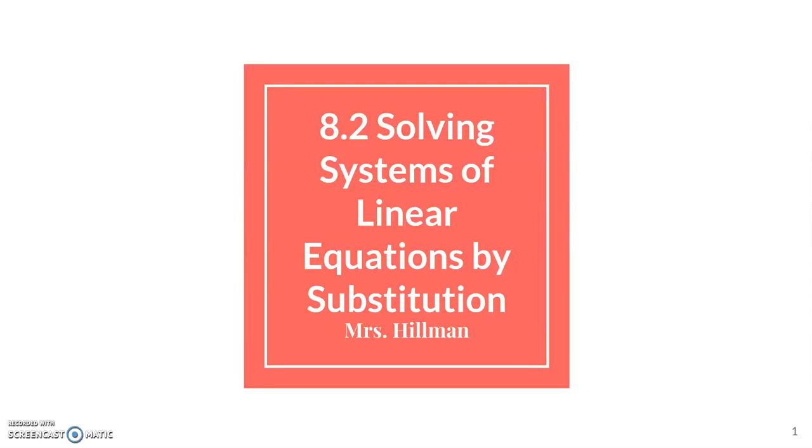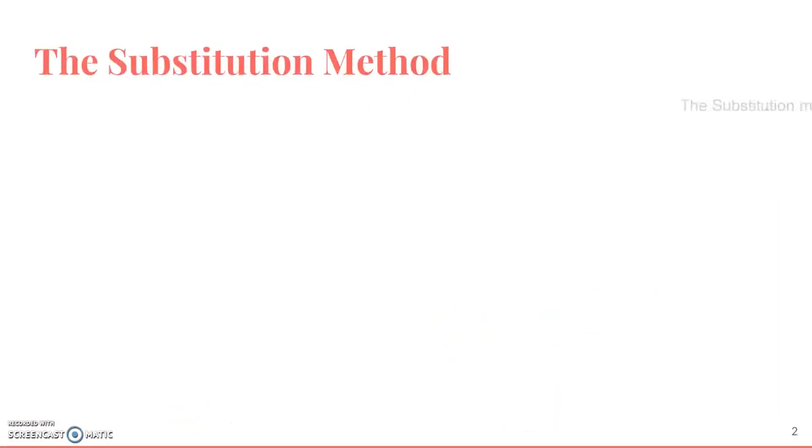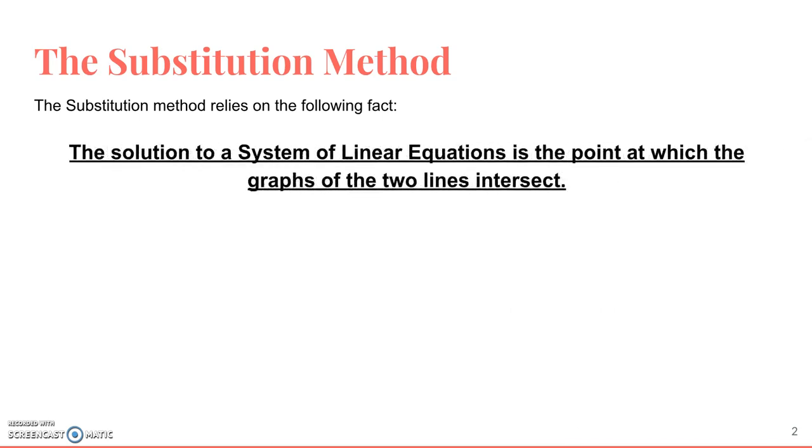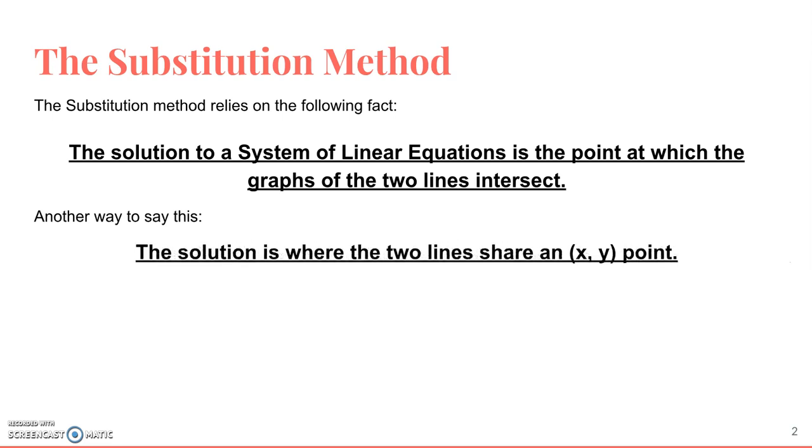Welcome to 8.2, Solving Systems of Linear Equations by Substitution. The substitution method relies on the following fact. The solution to a system of linear equations is the point at which the graphs of the two lines intersect. Another way to say this is the solution is where the two lines share an xy point. Just an important note, I may refer to the point of intersection as the POI.